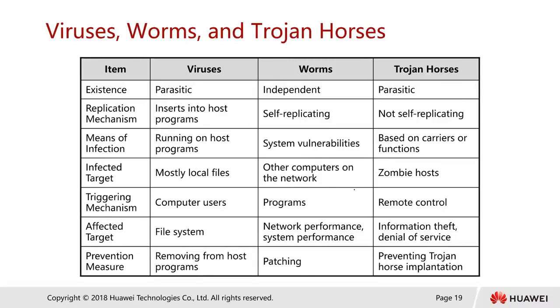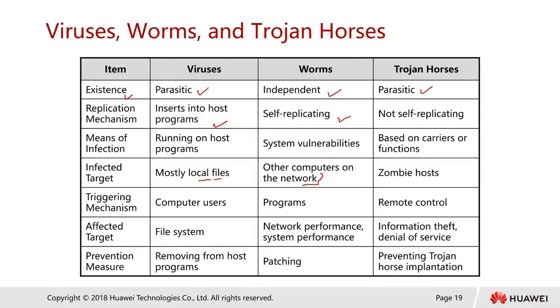So here are the differences between viruses, worms, and Trojan horses. First we look at the comparison of existence. Viruses are parasitic, same goes for Trojan horses. Parasitic basically means they have to rely on other programs to perform the damage. Okay, as for worms, they run independently as a program by itself. Viruses insert themselves into a host program. Worms can replicate themselves. For worms, they try to go into other people's computers within the same network. As for viruses, they mostly sit within their own computer, and they replicate only within that computer itself.